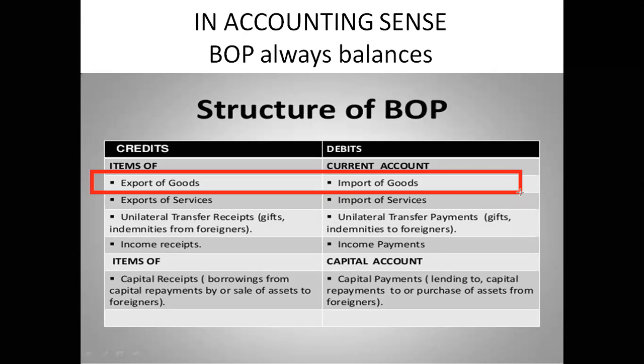So if a question arises, what is balance of trade? You will simply write: balance of trade is the export of goods minus import of goods. Simple. That is known as balance of trade. Is it clear? Is this point clear?